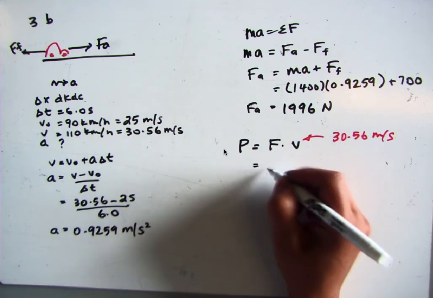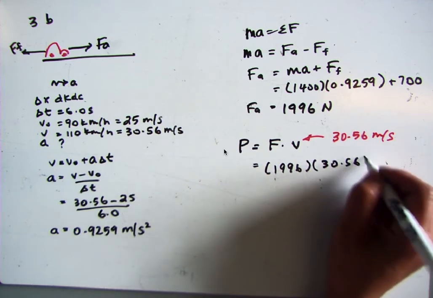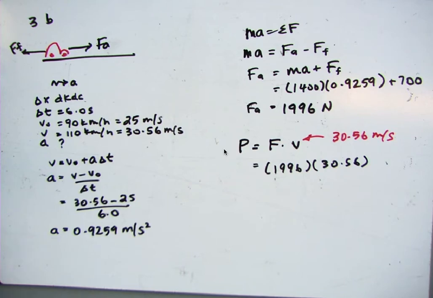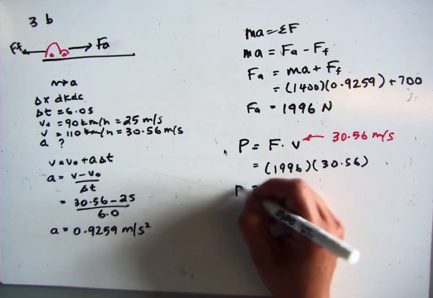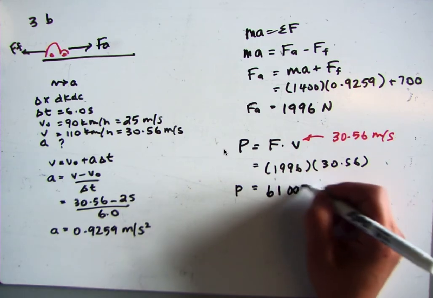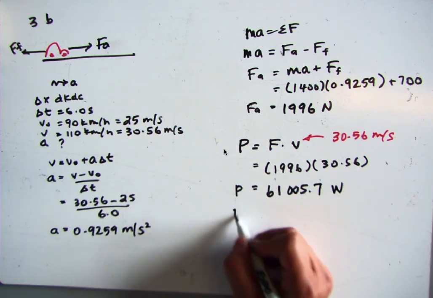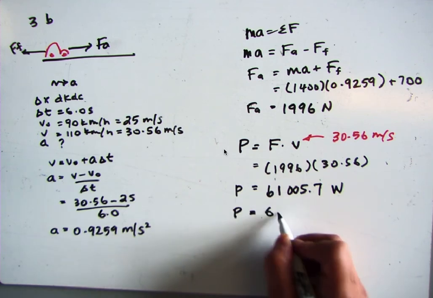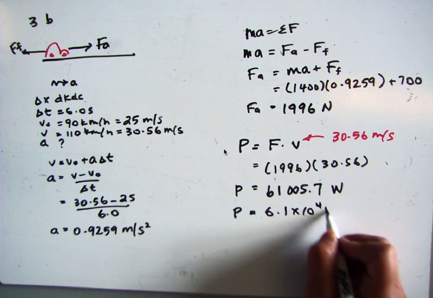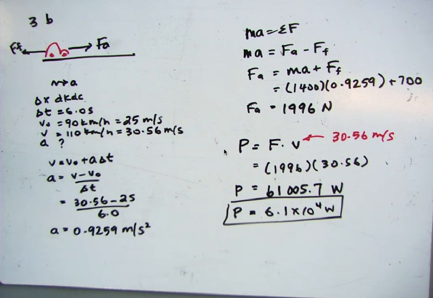And now our power is just going to equal 1996 times 30.56. And that equals 61,000 watts. So the power is 61,005.7 watts. Again, if you wanted to be better with the significant figures, you'd say 6.1 times 10 to the 4 watts. And that would be the answer to part B.